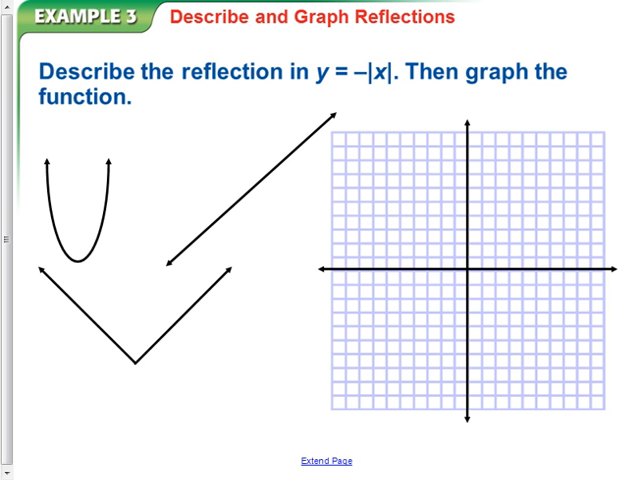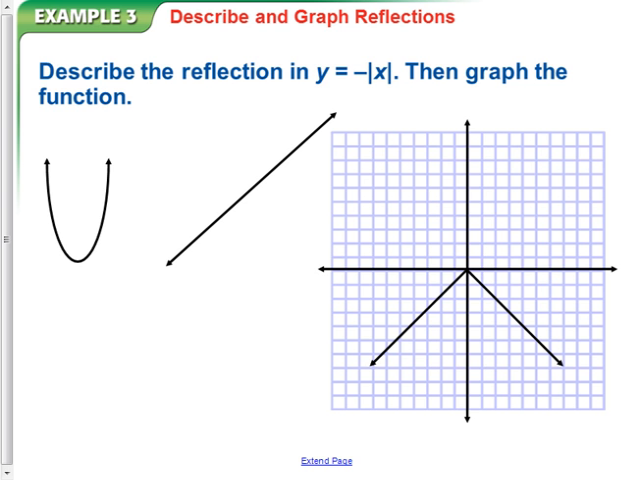Okay, the next one. We start by looking at the equation, and we notice that there's absolute value bars. So the absolute value is this V-shaped graph. Alright, so here's the parent function, and now we have to decide what happens to the parent function. What a negative does is it reflects the parent function. So we're going to have to flip this graph upside down. So that is our graph reflected over the x-axis.